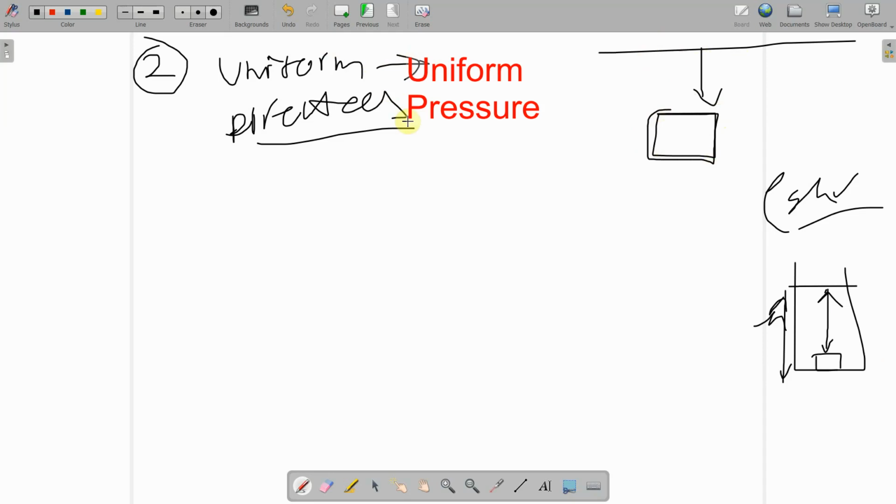And under this pressure, due to the overlying rock staying above that block, or the materials situated in between the surface and the rock body, is giving the pressure, and this type of pressure is called the uniform pressure. Another type of pressure is there, that's called the directed pressure.